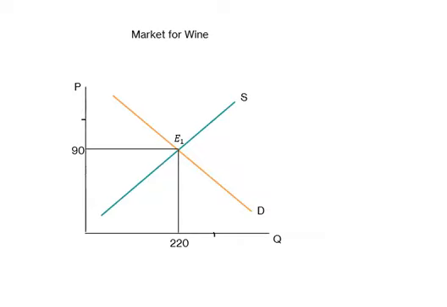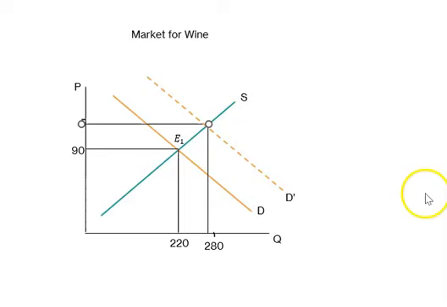So what we know is that when income increases, demand shifts to the right or upward. And this means that demand increases from 220 to 280. And as demand increases, prices increase to 110.